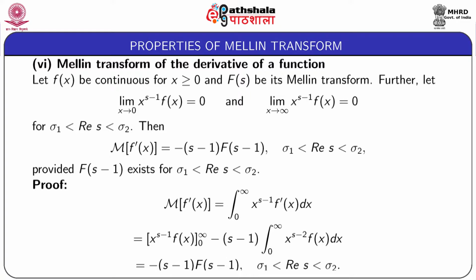Now, because of the condition that the limit as x tends to 0 of x^(s-1) f(x) equals 0 and the limit as x tends to infinity of x^(s-1) f(x) equals 0, the first term here vanishes and we obtain the Mellin transform of f'(x) equal to minus (s-1) F(s-1). Here, real s lies in the interval sigma 1 to sigma 2.